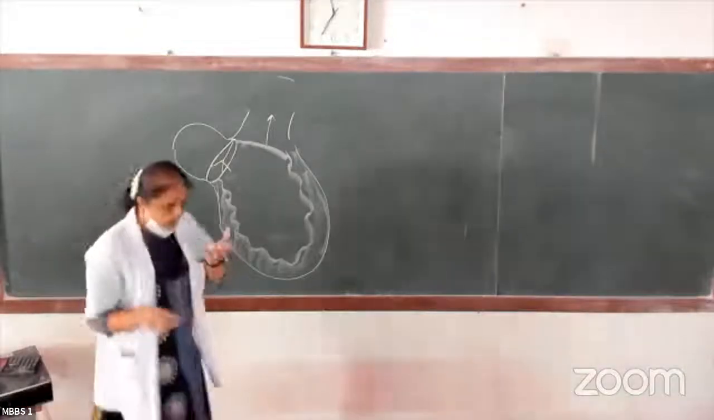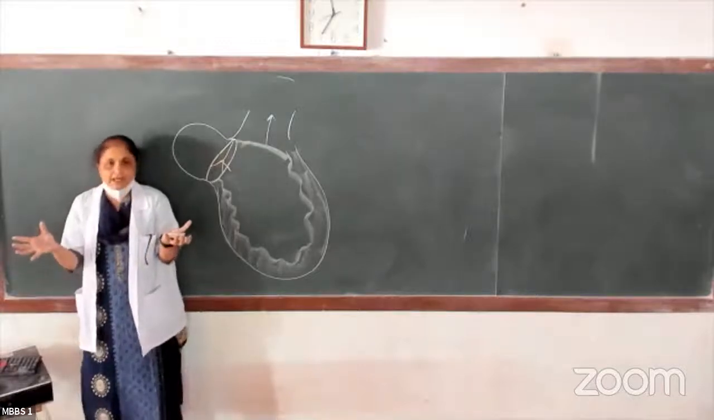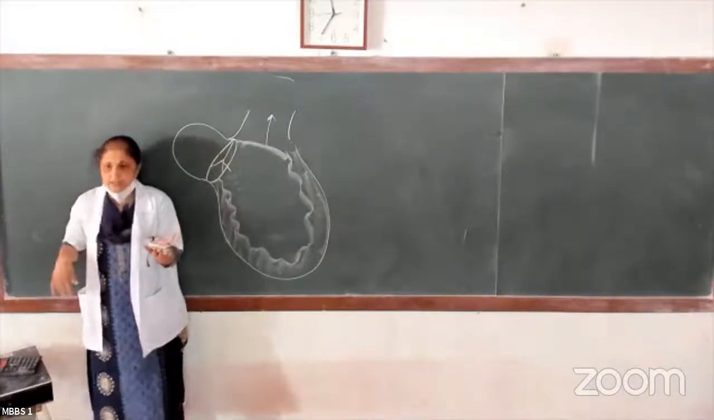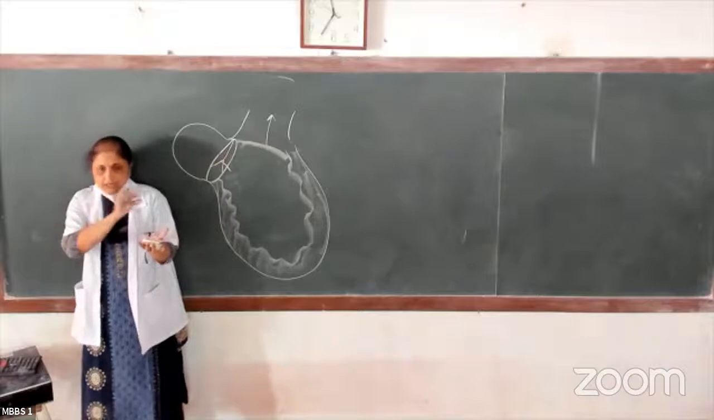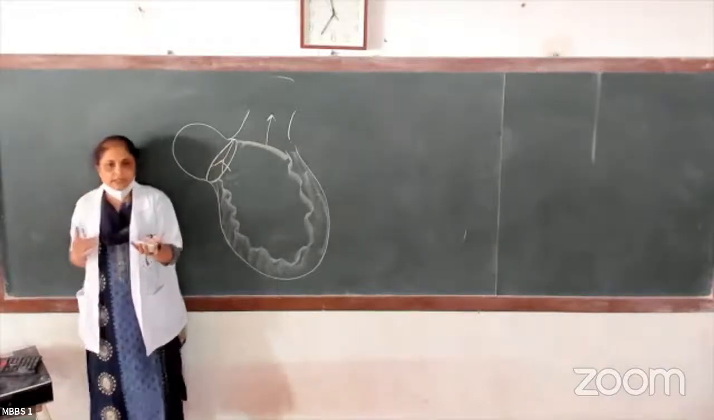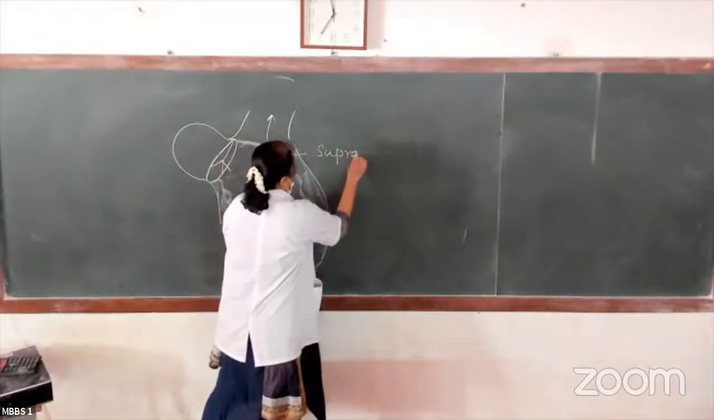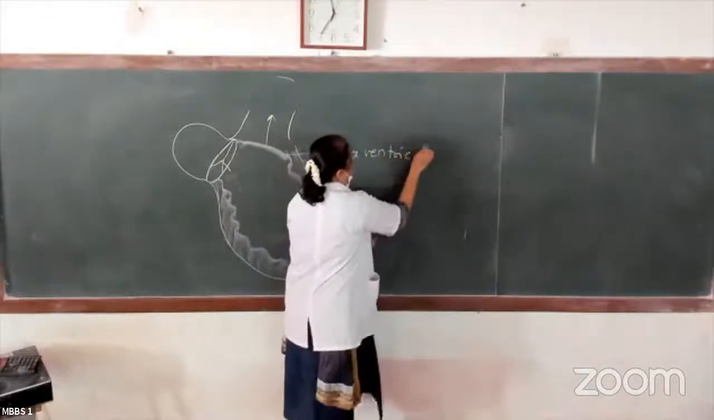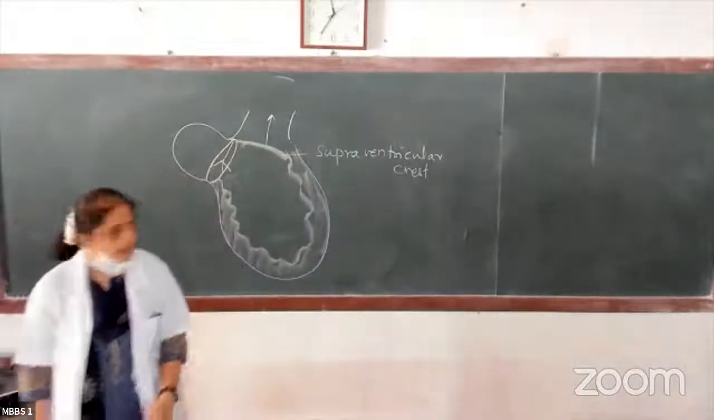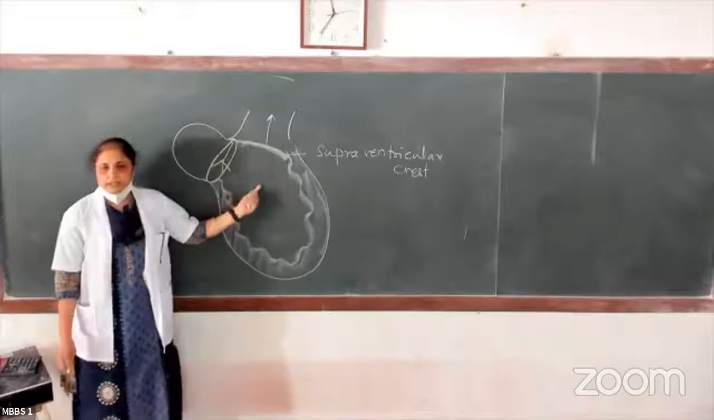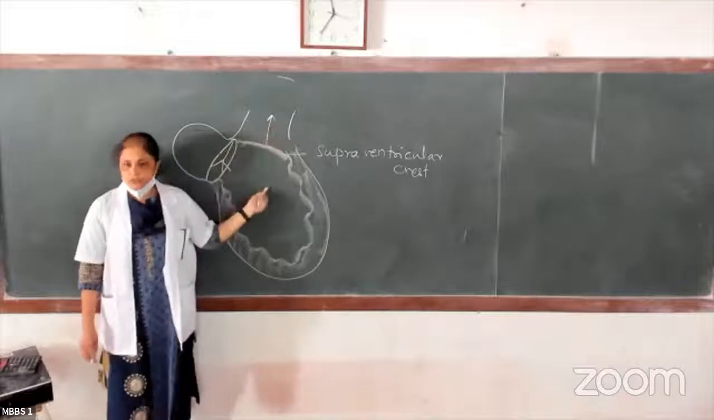So whenever you take the heart into your hand and open the right ventricle, you can immediately say that this is the smooth part and this is the rough part, and you can see one elevation which is the line of separation between the outflowing smooth part and the incoming rough part. This is called the supraventricular crest. Supra means above, present just above the ventricle. It is a muscular elevation which separates the two zones from each other.